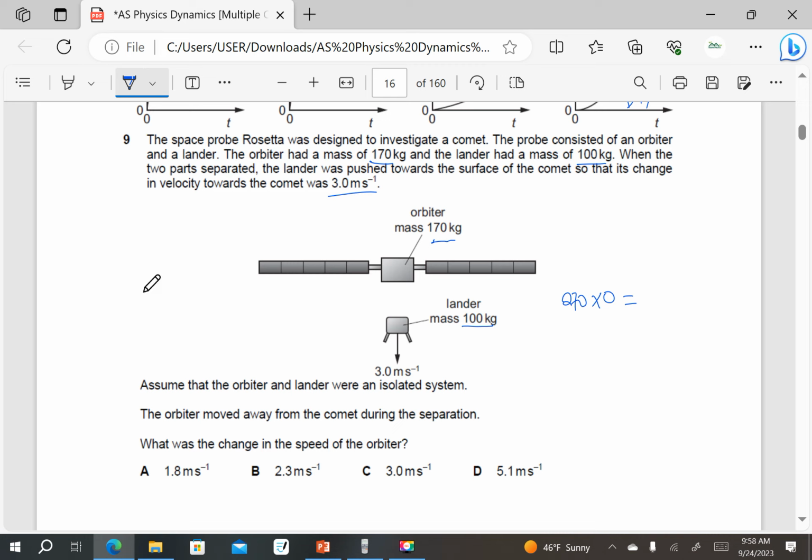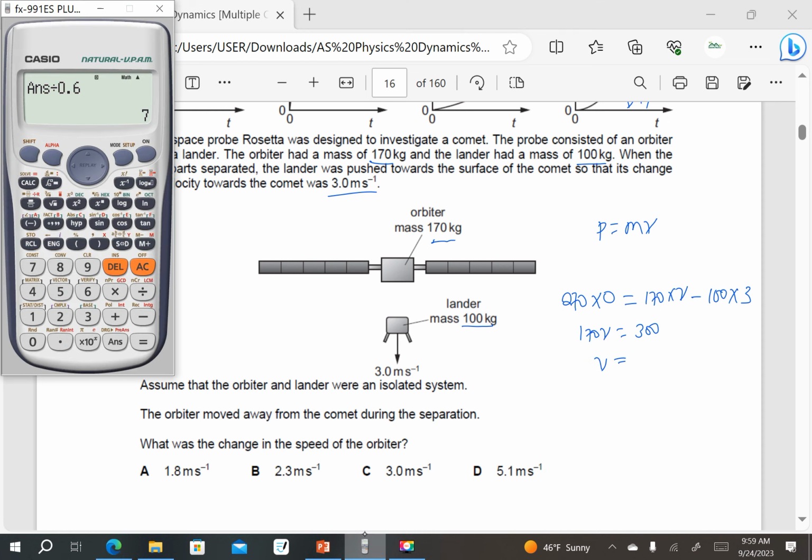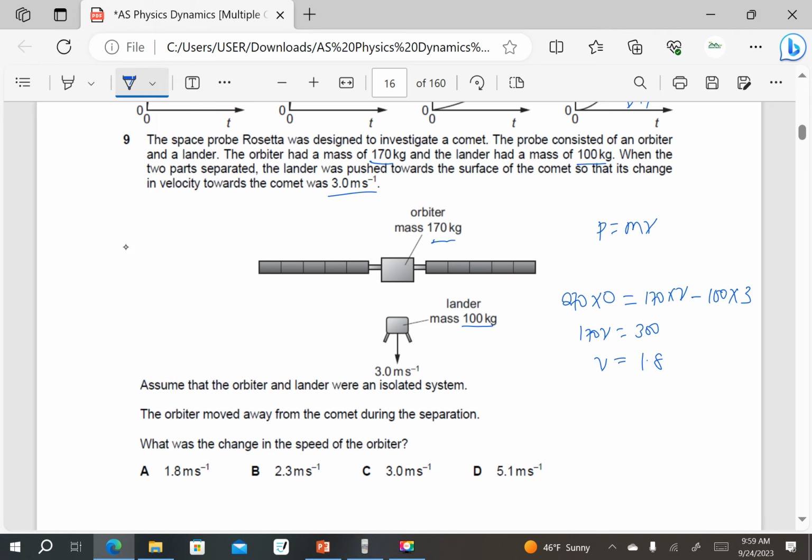So for the orbiter, it will be its momentum. I'm using momentum equals mass times velocity. So for the orbiter, its momentum is going to be 170 times its speed v. And for the lander, it is moving in the opposite direction, so I'll say minus. Its mass is 100 times its speed, which is 3. So let's first find v. So it means 170 times v is equal to 300, which makes v to be 300 divided by 170. That is 1.76 or 1.8. So this is 1.8 meters per second.